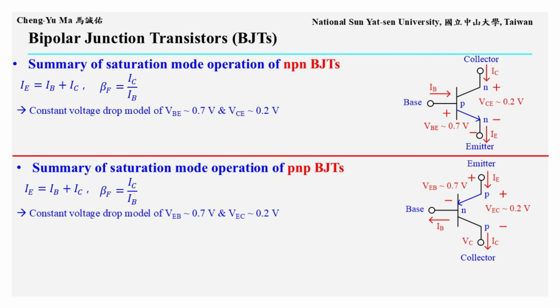If the BJT operates in saturation mode, the forced beta, defined as IC over IB, is no longer a constant. However, the relation IE equals IB plus IC still holds. The base emitter PN junction is still forward biased and can still be approximated as 0.7 volts. The collector-emitter voltage can be approximated as 0.2 volts. Therefore, for an NPN BJT, VBE is about 0.7 volts and VCE is about 0.2 volts. For a PNP BJT, VEB is about 0.7 volts and VEC is about 0.2 volts.